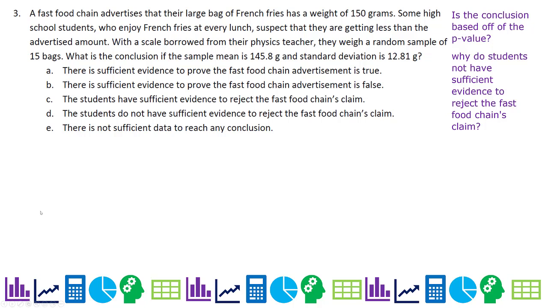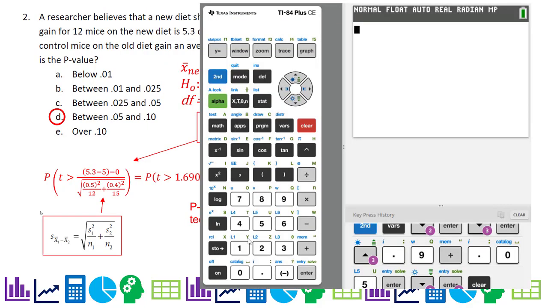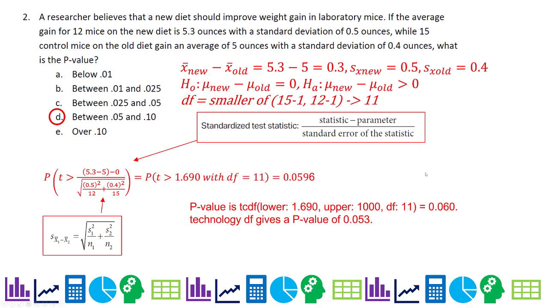One thing I want to mention on that previous one, you'll notice the p-values were different. That's because when I calculated it, I used the conservative degrees of freedom here. So here we're getting closer to 0.06. But when you use technology, it will use a much higher value for the degrees of freedom, which it calculates automatically.